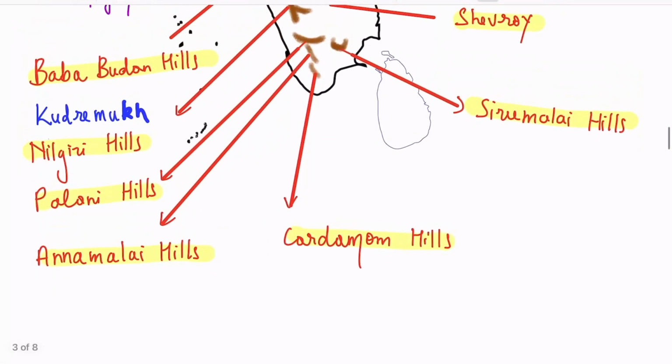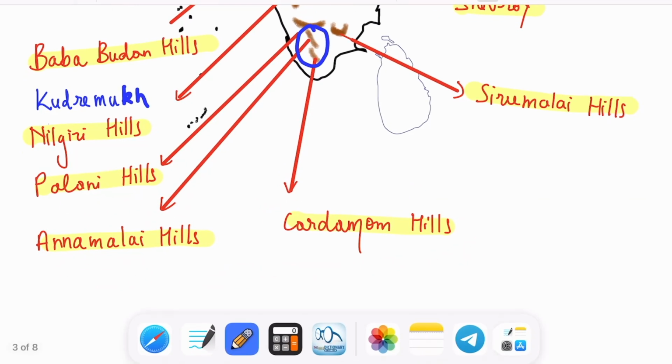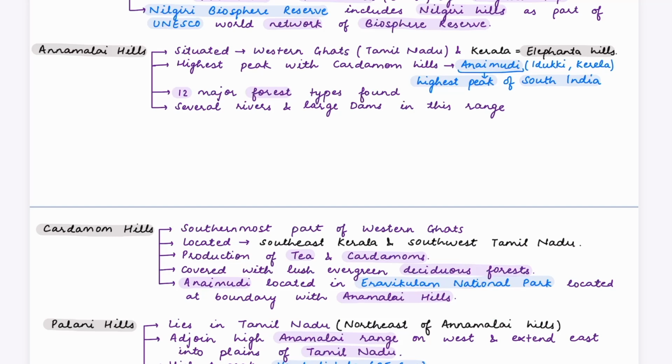Then the next two locations that we are going to cover are Annamalai and Cardamom. Here you can see the Annamalai and Cardamom Hills. First of all, the Annamalai Hills are also called the Elephant Hills, and they are shared by Tamil Nadu and Kerala both. You might know about the Anaimudi, which is the highest peak of southern India. This peak is shared by Annamalai as well as Cardamom both.